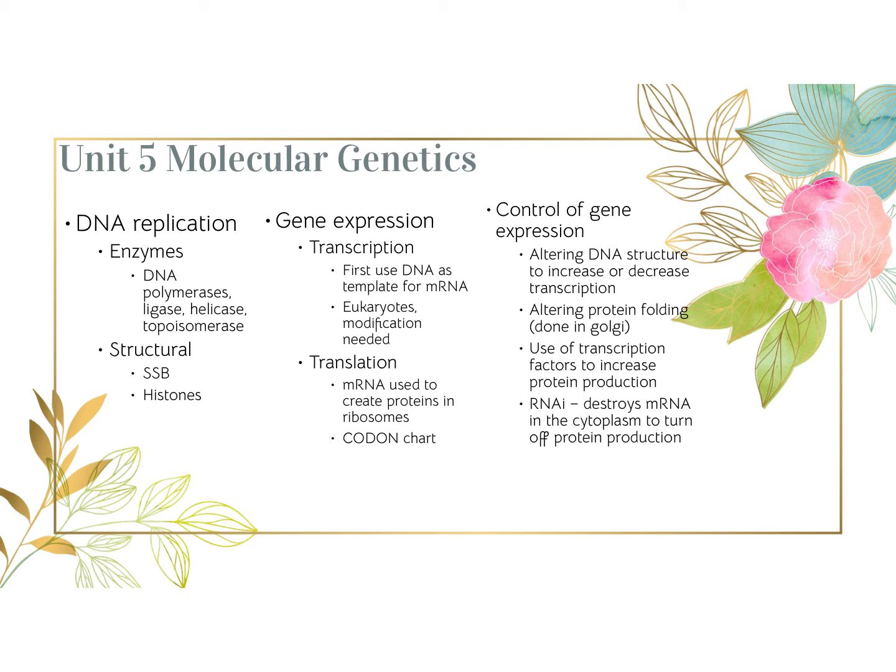The last part of Unit 5 was controlling gene expression. And there were several ways that this can happen. So you can control the amount of protein that's being made by altering the DNA sequence to either increase or decrease transcription. This would be, for example, methylation or acetylation. You could alter the protein folding itself, and this is done in the Golgi apparatus, which modifies proteins. You could use transcription factors to increase the protein production, or you could use RNA interference, which are molecules that destroy the mature mRNA in the cytoplasm, to turn off protein production.